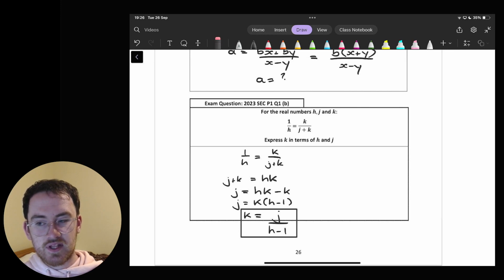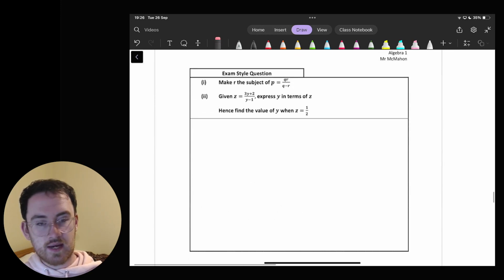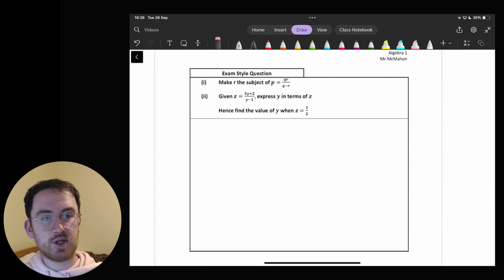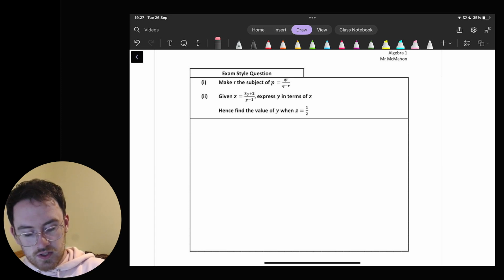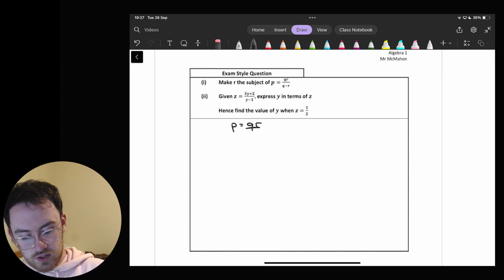This last example then just shows us, I suppose, one extra step that we can have with these ones, which is maybe to sub in a particular value. So the first part says make r the subject of p equals qr over q minus r. So p equals qr over q minus r.